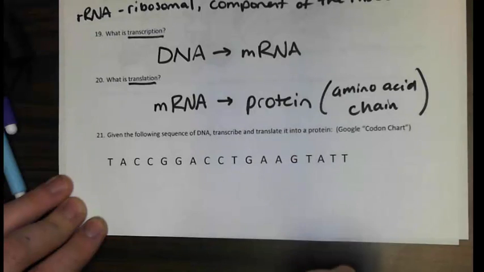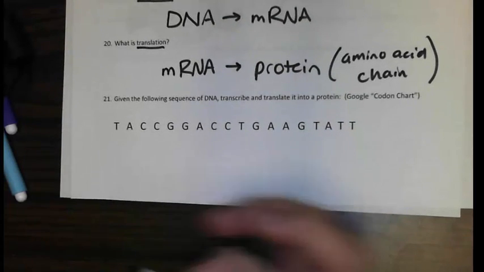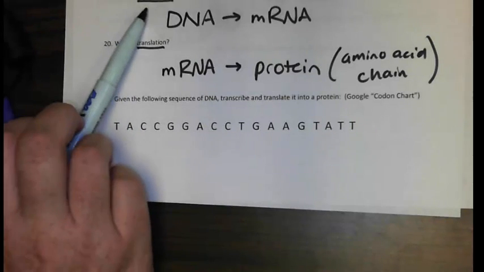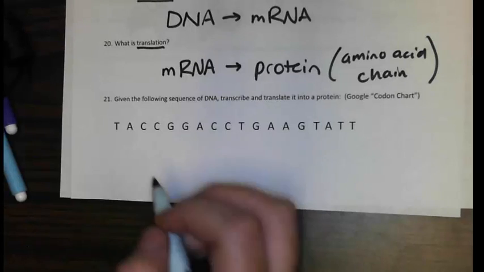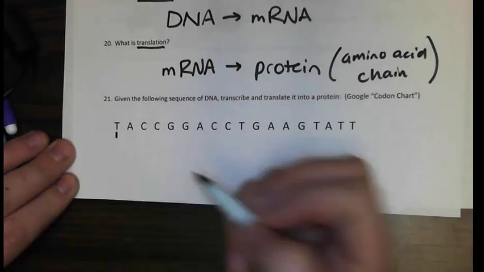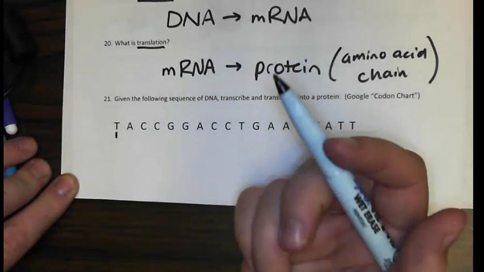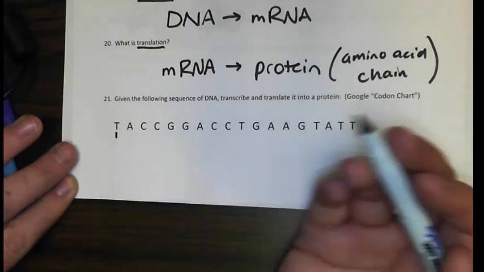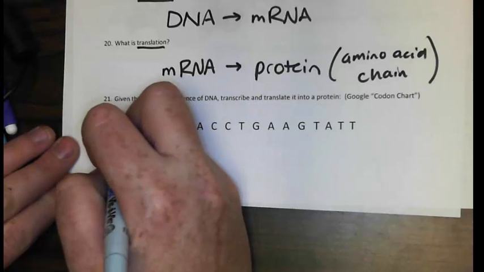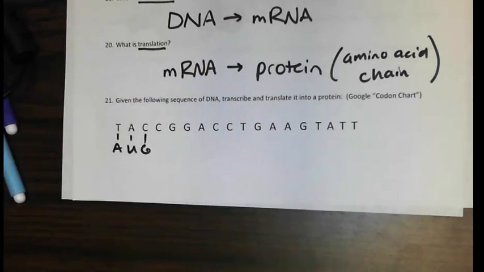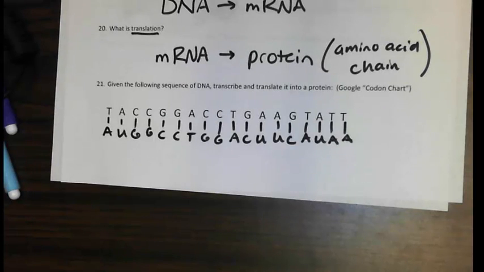Okay, all right. Given the following sequence of DNA, transcribe and translate it into a protein. So if we look first to transcription, step 1, transcription, okay? We're going to base pair, but remember, unlike DNA to DNA, we need to use RNA, so we're going to have uracil instead of thymine. Okay. All right, transcription is done. Bam. That one is the easy part.